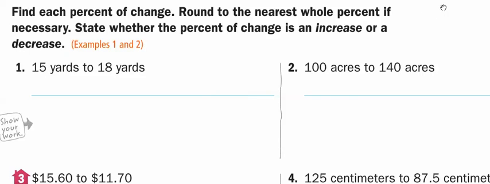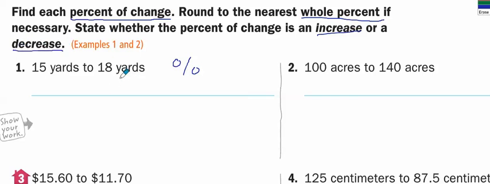So if we start here, start by reading the directions. It's always a good place to begin. It says find each percent of change. So that's your first clue that every single answer you put on these lines should be a percentage. It shouldn't be an amount, it shouldn't be a number, it should be a percent. Then it says round to the nearest whole percent if necessary. So we're going to round to just the whole numbers, no decimals in our percents. And then it says state whether the percent of change is an increase or a decrease. So are we going up or down?